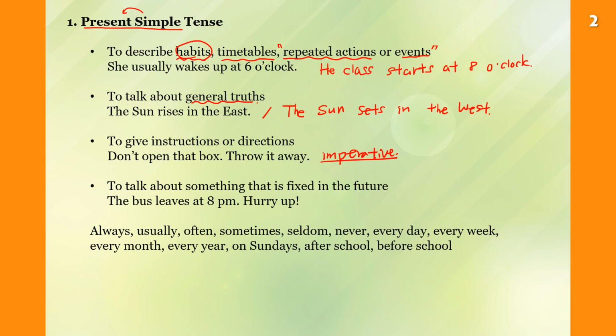And you use present simple to talk about something that is fixed in the future. This is future, but that's fixed. The bus leaves at 8 p.m. Hurry up. So do not say the bus will leave. You don't have to do that. So it's just in a way a schedule. You use present simple for schedule.